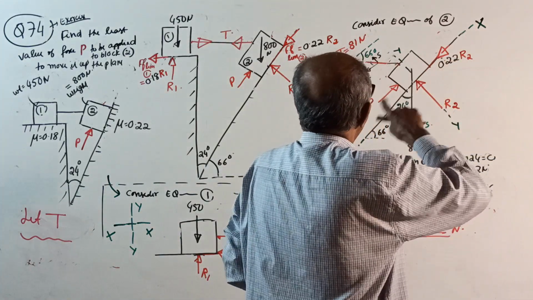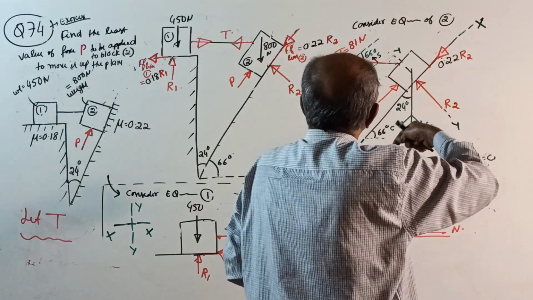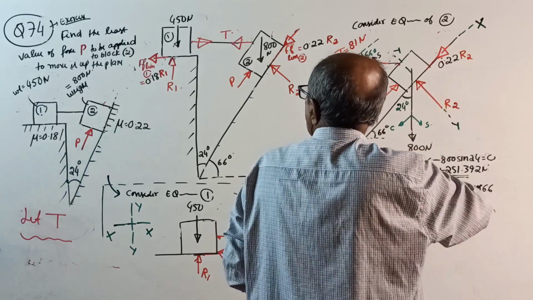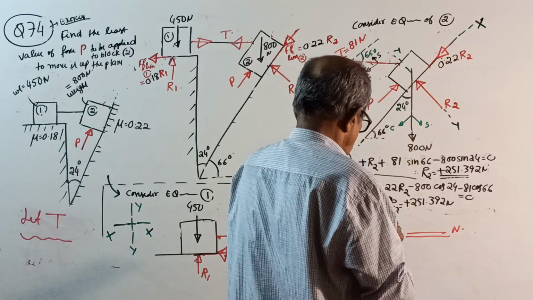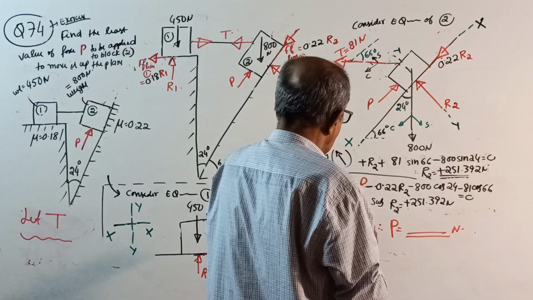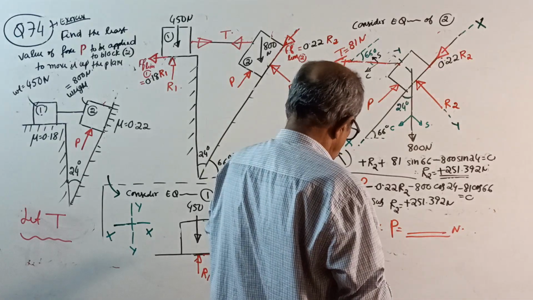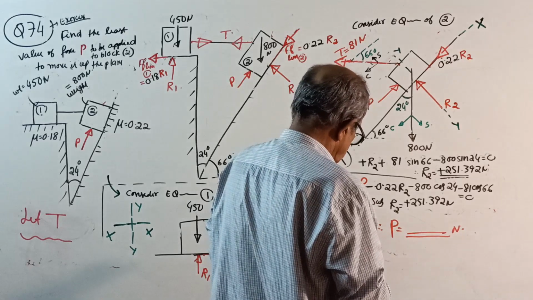Correct? Plus P minus friction is this way going up. This is also this way. Tension is this way coming. Its component is this way. Correct? Okay. So 0.22 into R2, 251.392. Then plus 800 into cos 24.